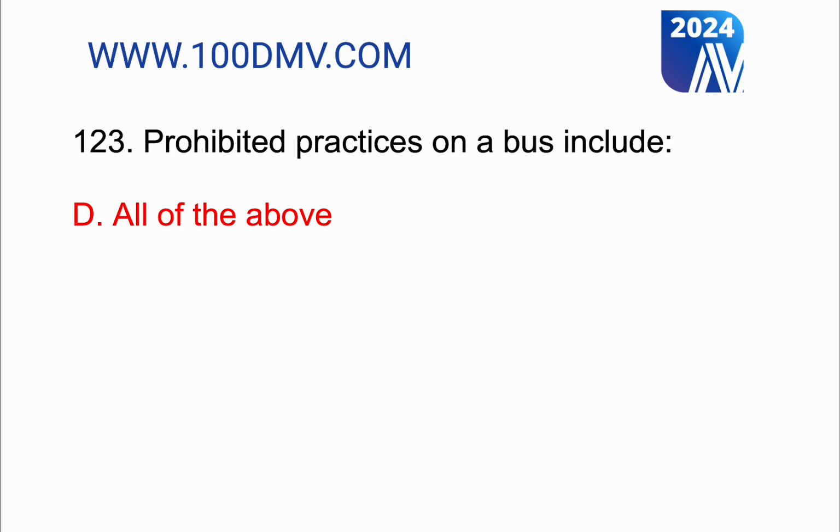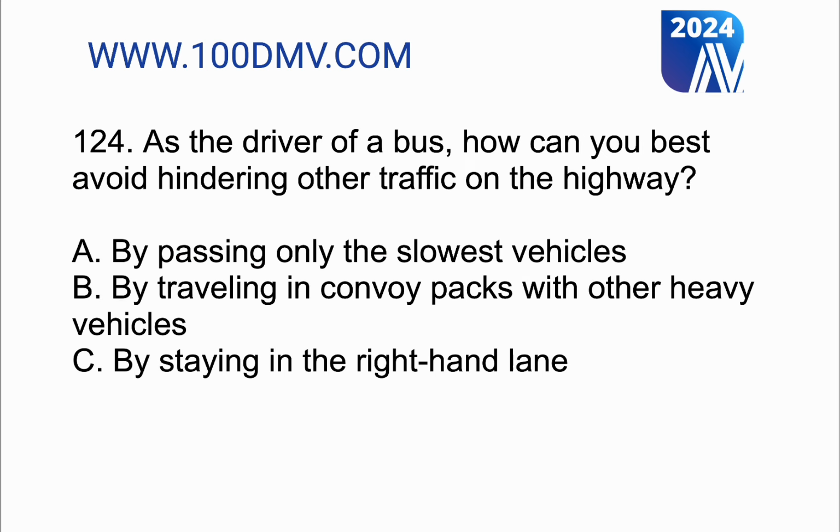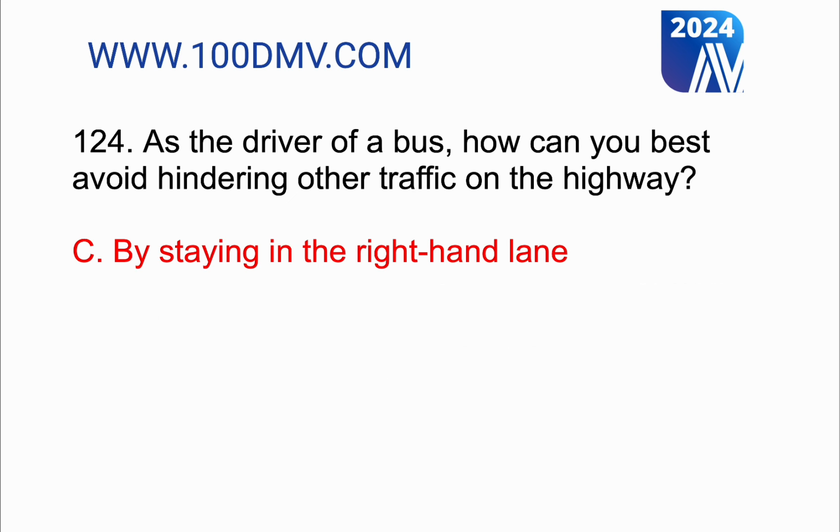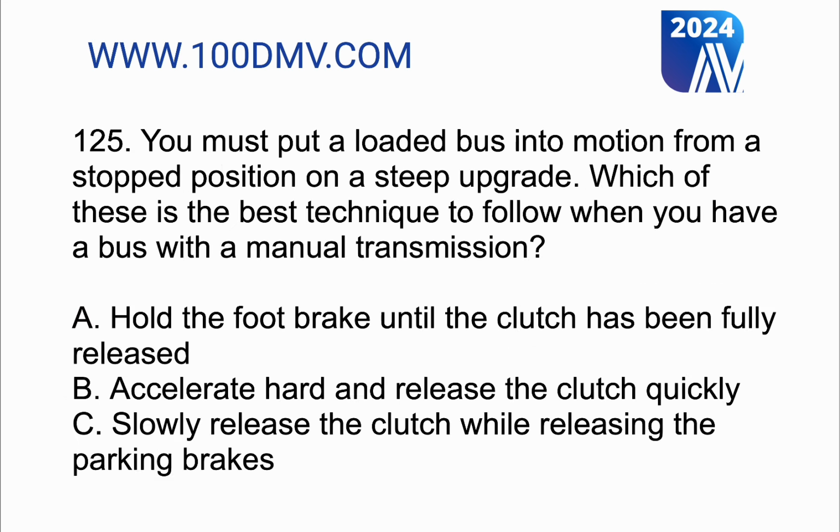124. As the driver of a bus, how can you best avoid hindering other traffic on the highway? A. By passing only the slowest vehicles. B. By traveling in convoy packs with other heavy vehicles. C. By staying in the right-hand lane. The correct answer is C, by staying in the right-hand lane.